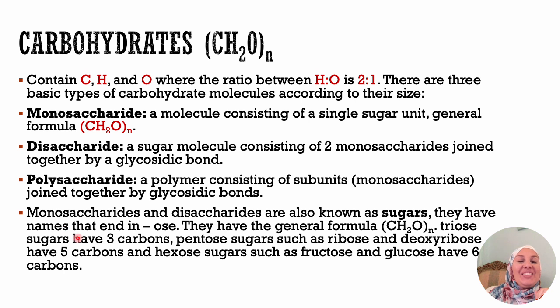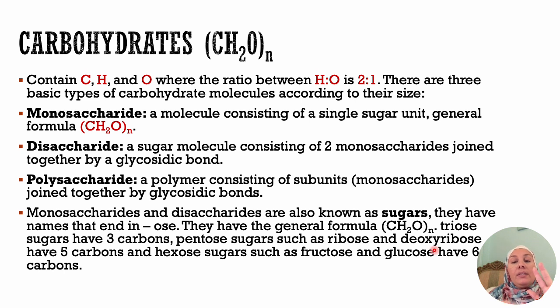Now, let's continue. Monosaccharides and disaccharides are known as sugars. Their names end in -ose, like glucose, fructose, maltose, and many other sugars as well. They have the general formula, as we said before, (CH2O)n.